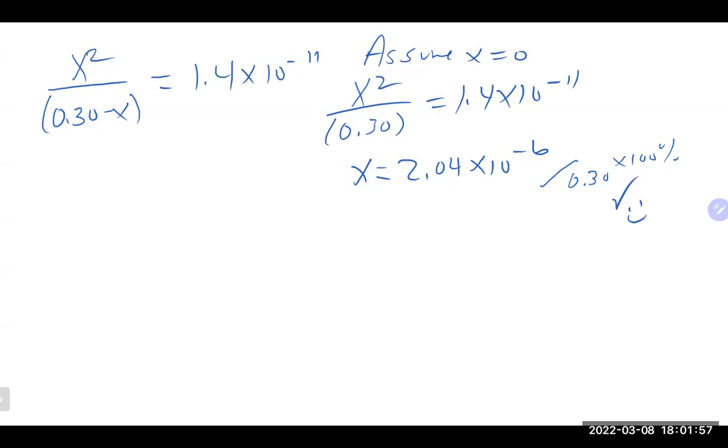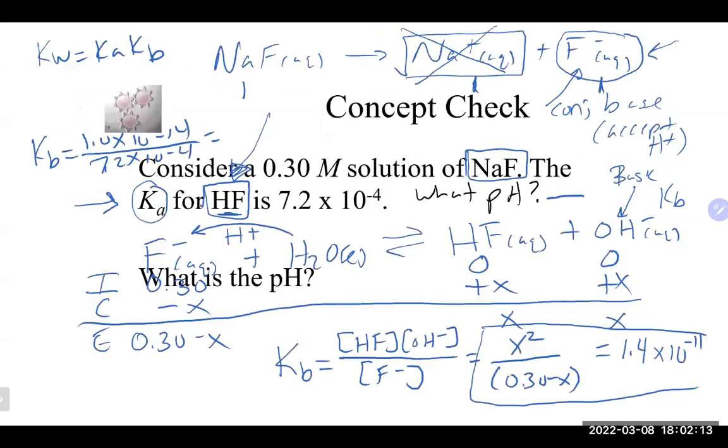Yes, sir. How did I get the 1.4? I did the Kb equals Kw divided by the Ka. So 1 times 10 to the minus 14 divided by the 7.2 times 10 to the minus 4, I believe. Yeah, I got that right.